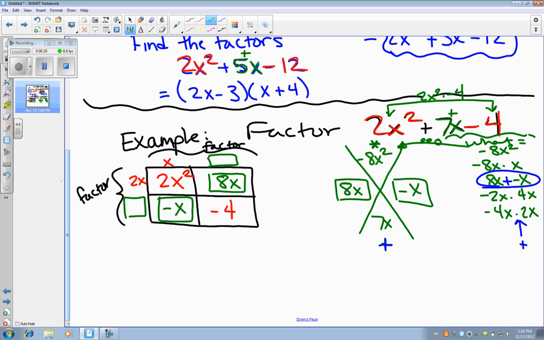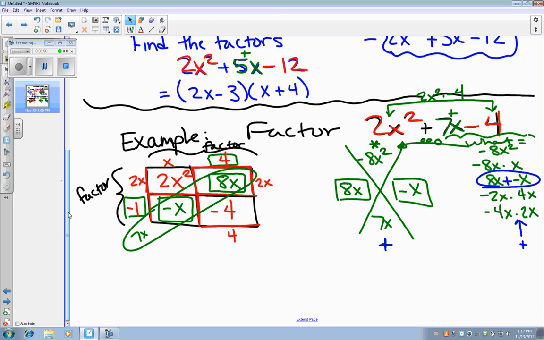Okay, now it's pretty easy for me to figure out the missing pieces of this puzzle. Because I know this is 2x, the side length is 2x, and so what do I need to make that an 8x? It would have to be a 4. Okay, and now I know this is 4, so what do I have to do to make this a negative 4? That would have to be negative 1. And then notice how negative 1 times x will give me the negative x I need. When I add these together, I get 7x.